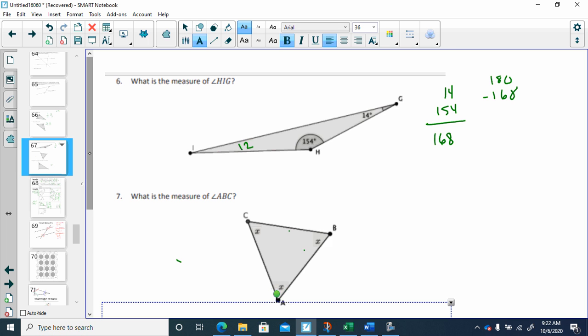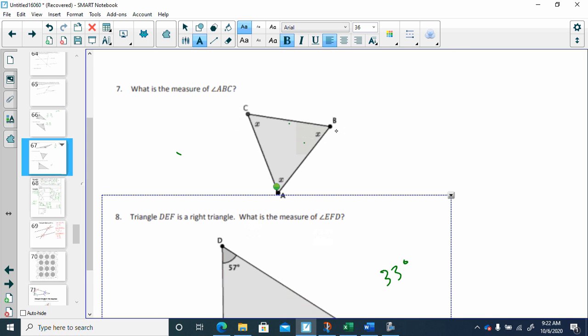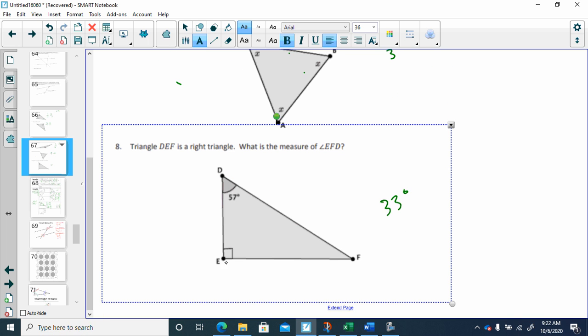Okay, and then number 7, what's the measures here? Well, all of these are x. They're all the same. The 3 add up to 180, so I'd say 180 divided by 3, and that would give me 60 degrees for each one. Now, if you do this last one, guys, this is a 90-degree angle. 90 plus 57 is 147. 180 minus 147 would give you 33. Okay, that's all of them in the workbook.